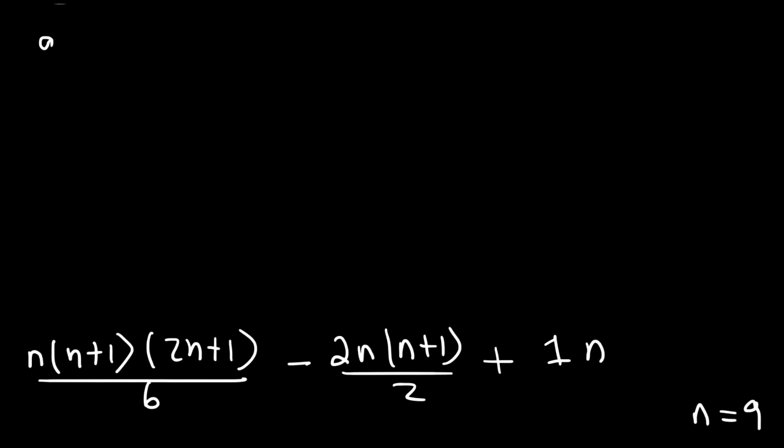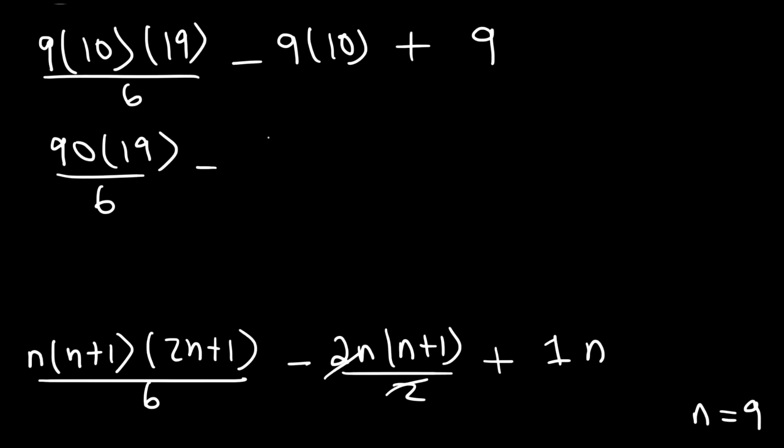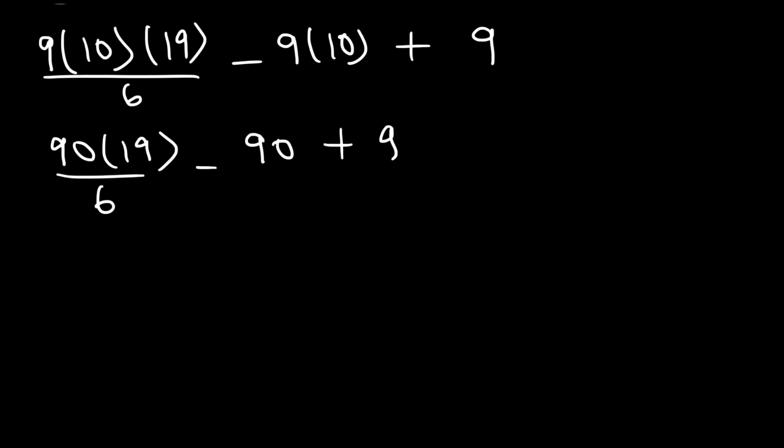So on the left, it's going to be 9, and then 9 plus 1 is 10. 2 times 9, which is 18, plus 1, that's 19. Here we could cancel the 2's. And so it's going to be 9 times 9 plus 1, which is 10. And then plus n, so that's 9. Now 9 times 10 is 90. And on the right, we also have another 9 times 10, which is 90 as well. 90 divided by 6 is 15.